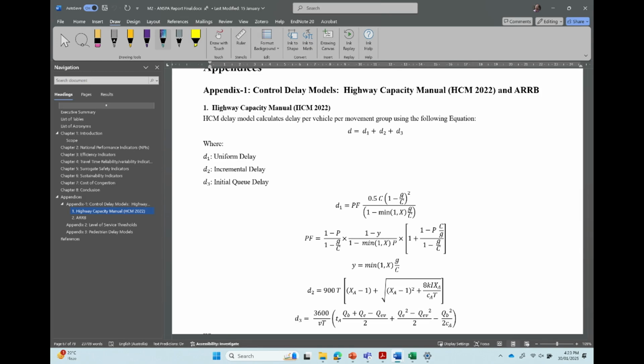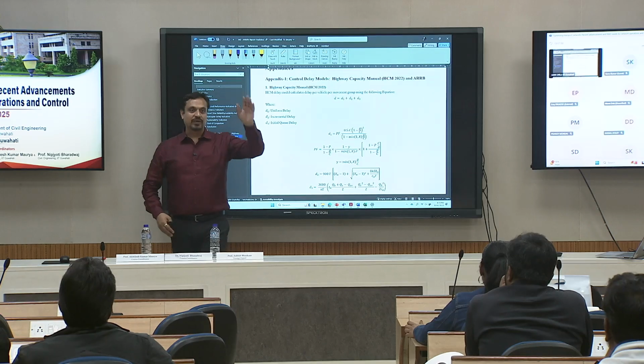The first one is the uniform delay, which is straightforward. If you assume a uniform arrival and you have a departure going like this, the area between arrival and departure, the one we discussed yesterday when we talked about the cumulative plots. If you have arrival and you have a departure, the area is the delay. That's the first equation. The second one is basically when you have an incremental delay because things are stochastic.